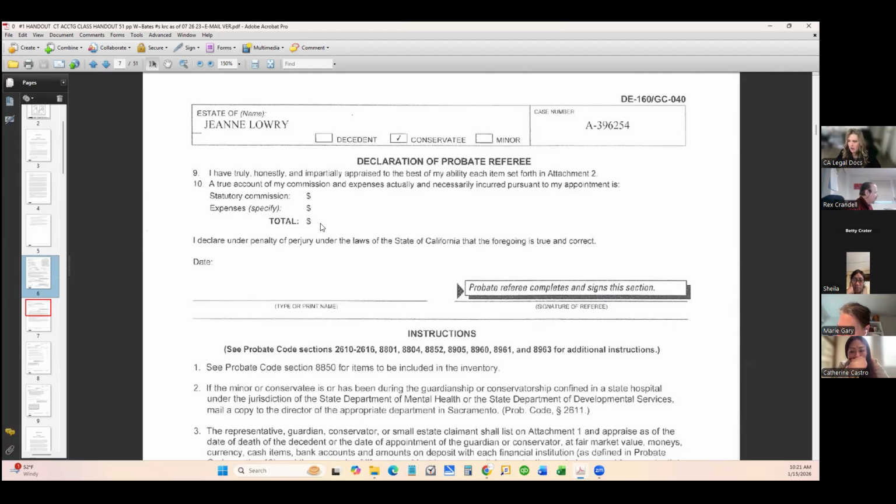But if you haven't received control from the bank yet to access either the decedent's money or the conservator's money, sorry, you're the conservator, you must pay the fee yourself out of your own funds. And later, when you do a petition with your accounting, you can request reimbursement of those funds.